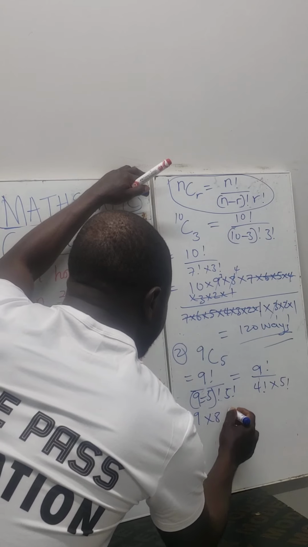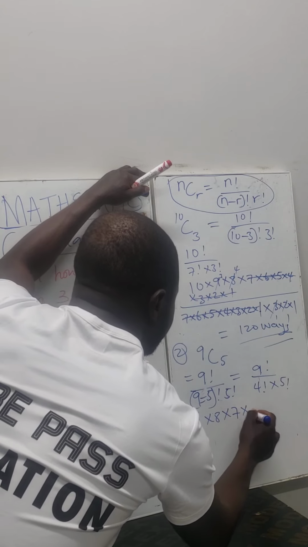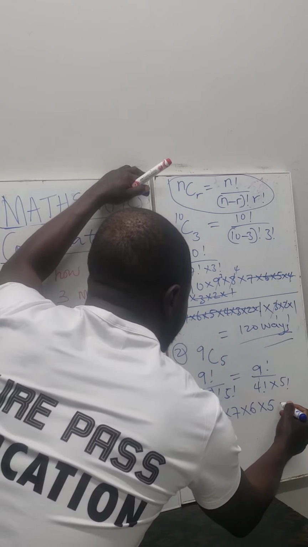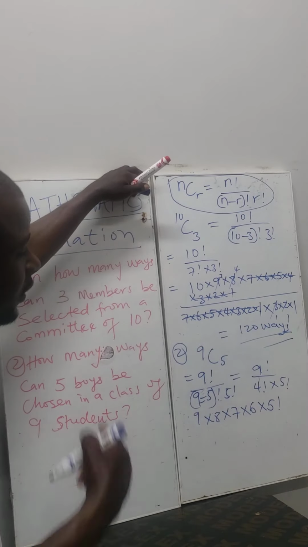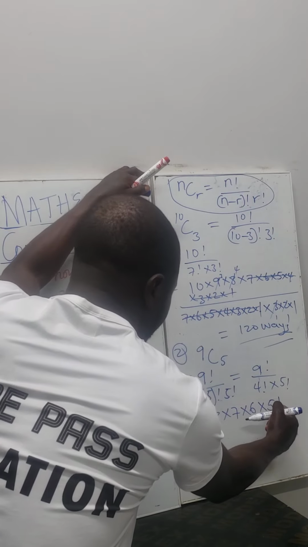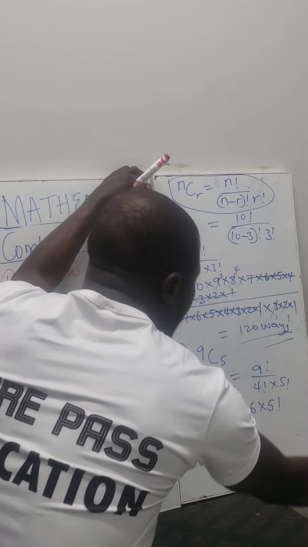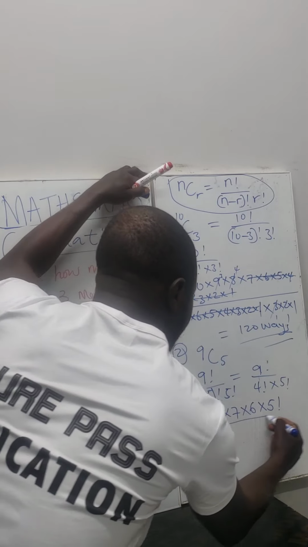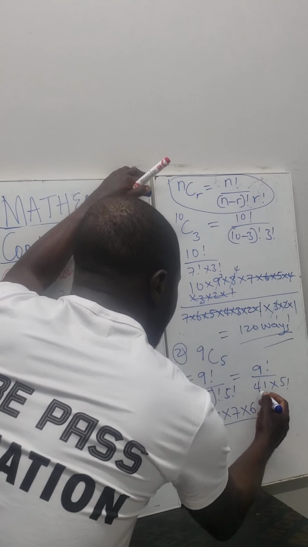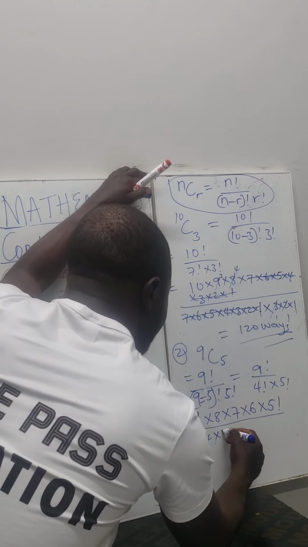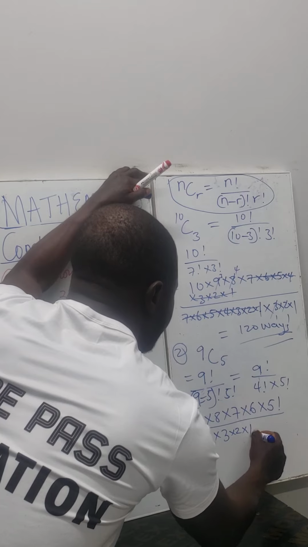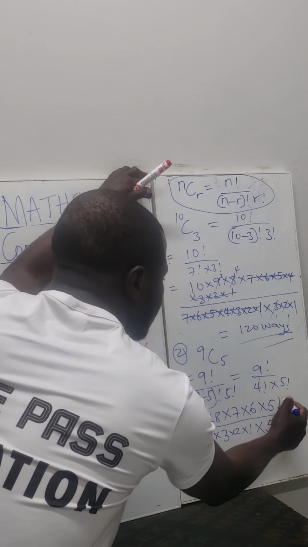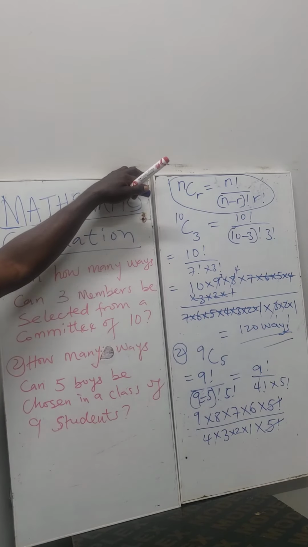9 times 8 times 7 times 6 times 5. Let us not stress ourselves. We can say 5 factorial. 5 factorial means we can still go on and say times 5. If you don't want to put factorial, it's going to be times 5 times 4 times 3 times 2 times 1. So you understand now, but we don't have to stress ourselves unnecessarily. So we have 4 factorial here to be 4 times 3 times 2 times 1 times 5 factorial. Let us write it the way it is, 5 factorial, so that we can easily use it to cut what we have here. Are you getting it now?